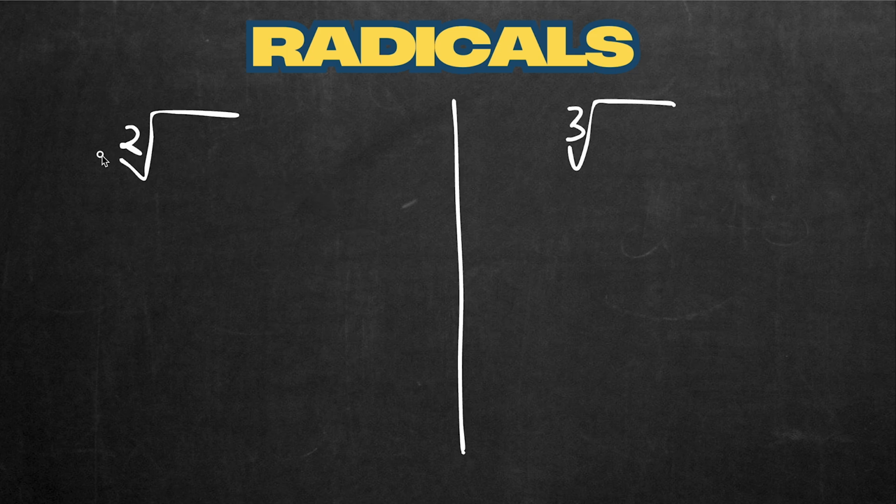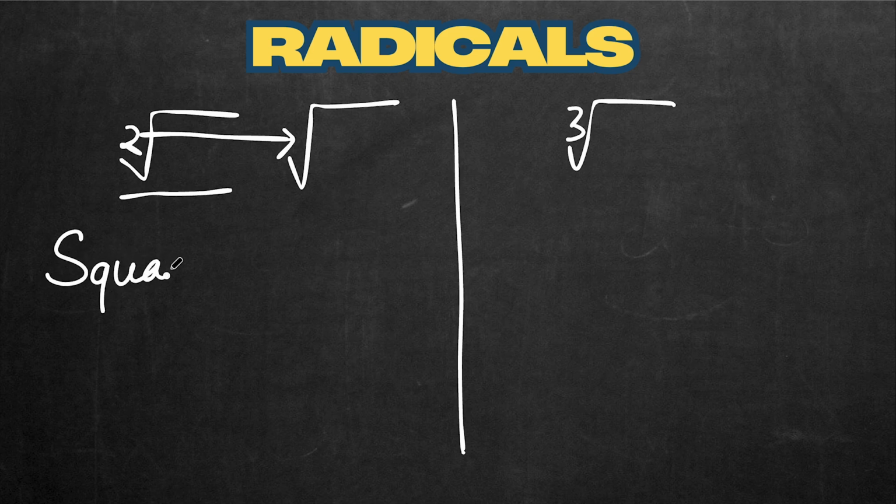So if you see some number written like this, or just like this without this 2 here, they mean the same thing. They are called square root. What does a square root mean? Square root means that whatever number is inside this umbrella or this tree or this bus stop has to be divided into 2 equal parts.